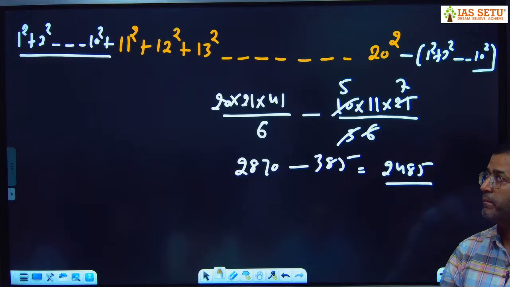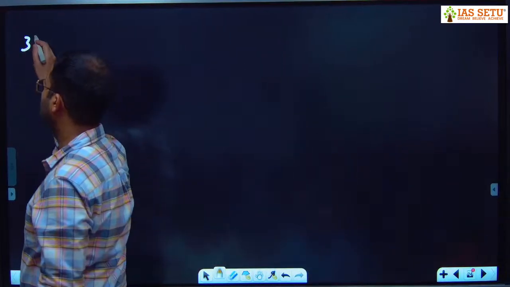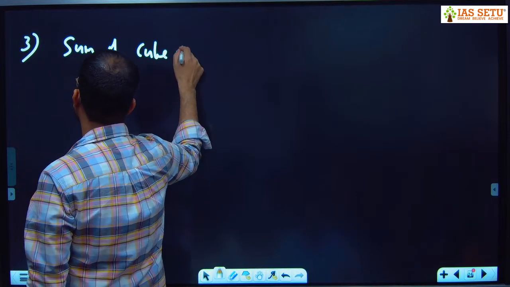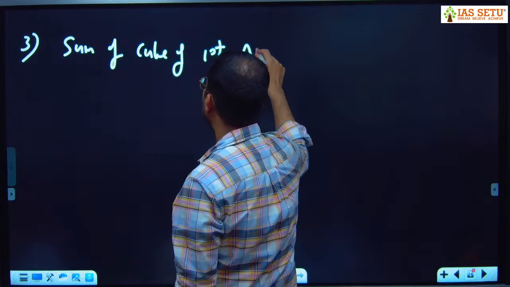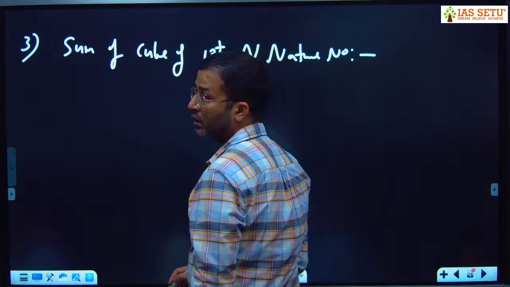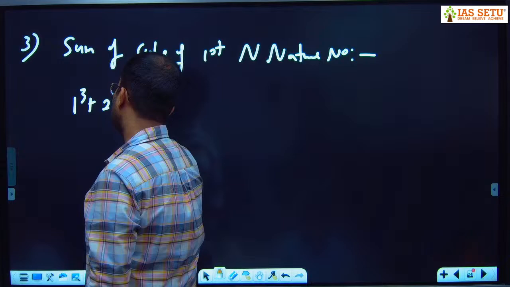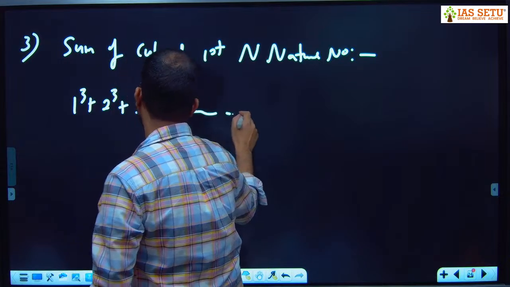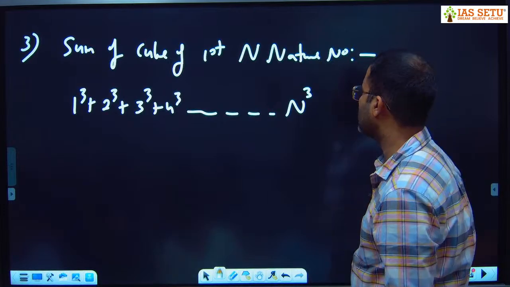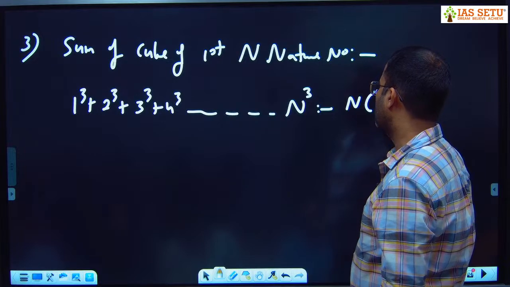Now third rule. Sum of cube of first n natural number. By this what I mean, 1 cube plus 2 cube plus 3 cube plus 4 cube up to n cube. Sum of cube of first n natural number. So like here it is n.